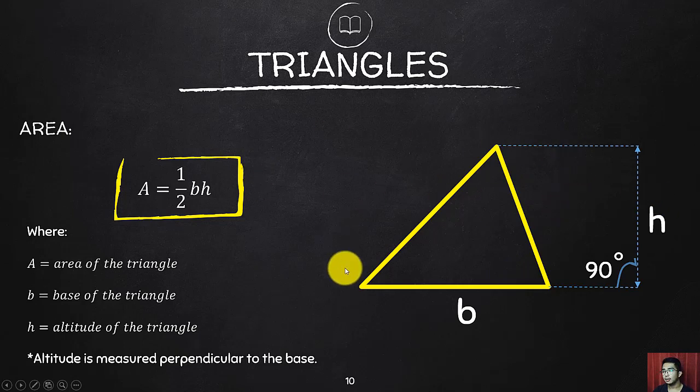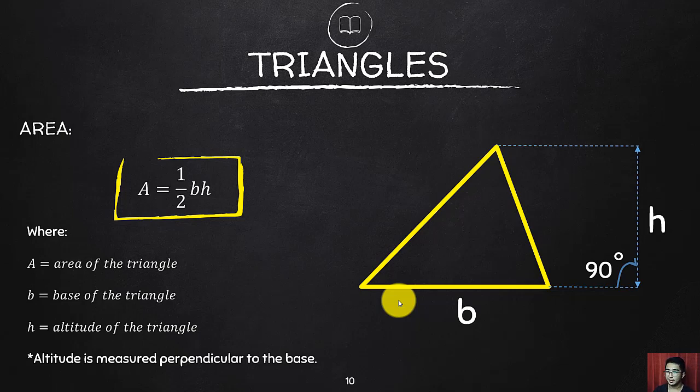But here, this is no longer a right triangle, it's an oblique triangle. The base is this one. If you want to solve the area of this triangle, you must multiply it by a perpendicular height, therefore an angle that makes 90 degrees with the base. So this angle must be 90 degrees before you multiply it. You cannot multiply 1/2 b times the sides of an oblique triangle because these are not 90 degree angles. So this is the most commonly used formula for triangles.